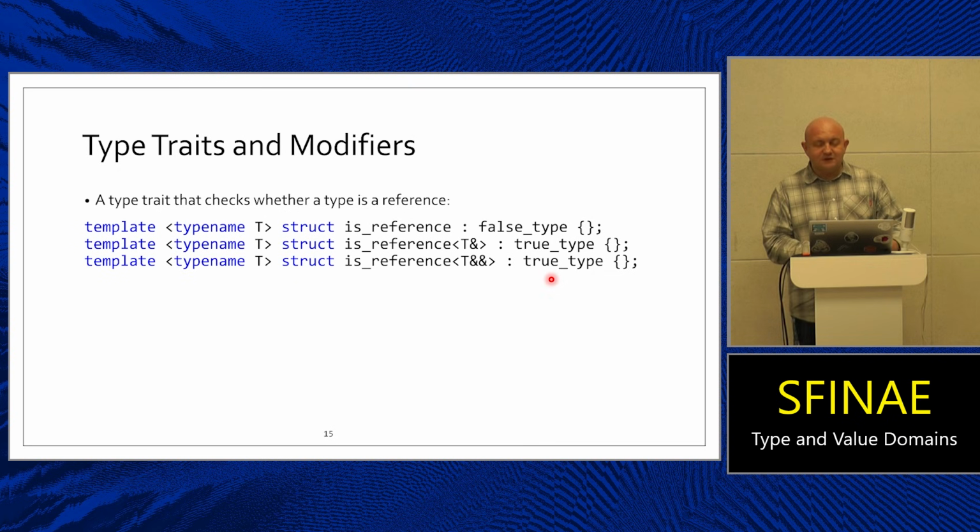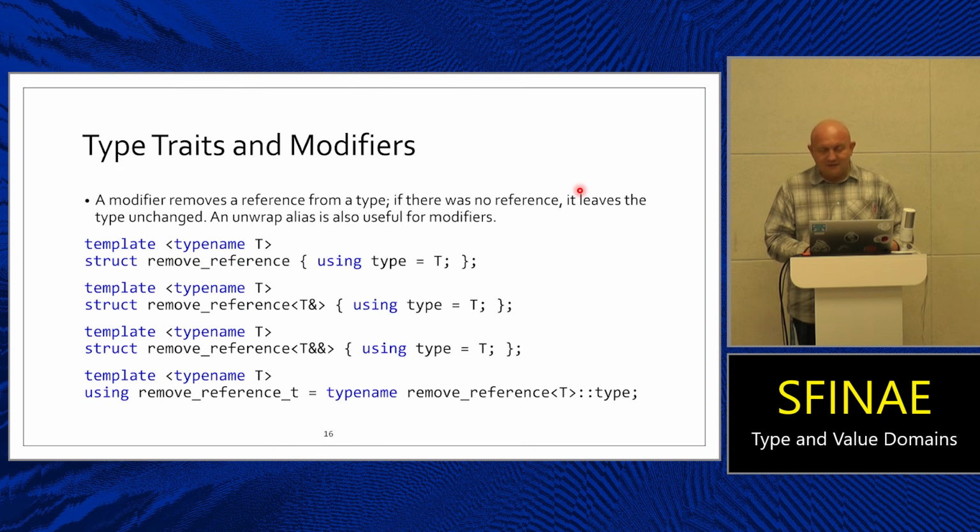The compiler recognizes both L-value and R-value references, and if T is not a reference, this is just not matched, and then this is false_type. Okay. Now let's write remove_reference. is_reference is a type trait. remove_reference is a type modifier. And remove_reference is a modifier that removes a reference from a type. And if there's no reference to begin with, it just leaves the type as is.